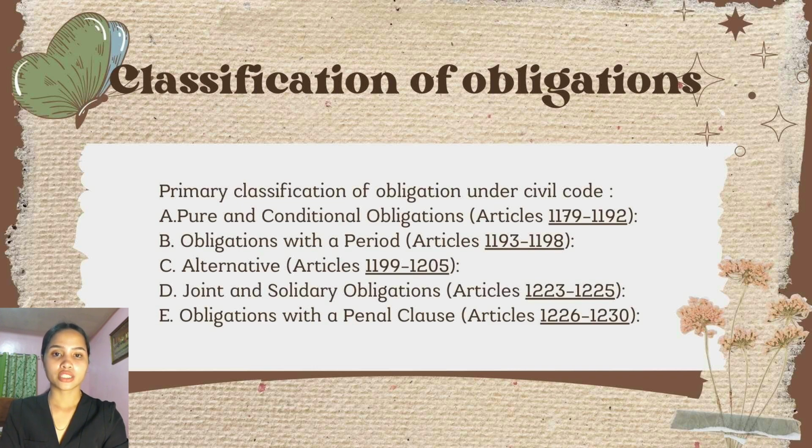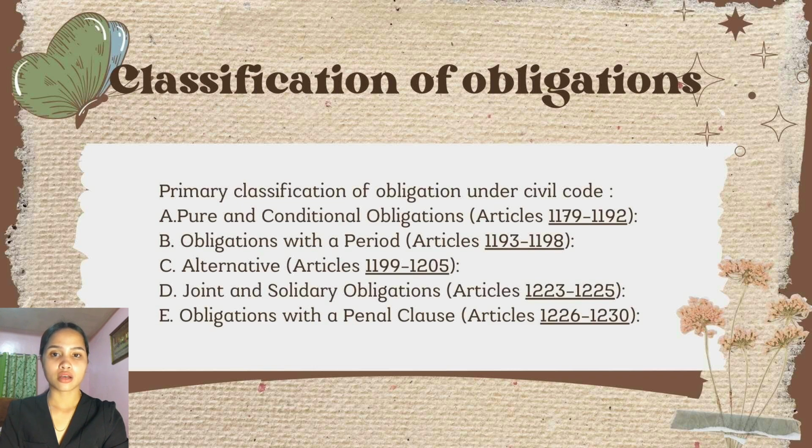Joint and solidary obligations, Articles 1223 to 1225. Joint obligations involve multiple debtors, each responsible for his share of the obligation, while solidary obligations hold each debtor individually responsible for the entire obligation.